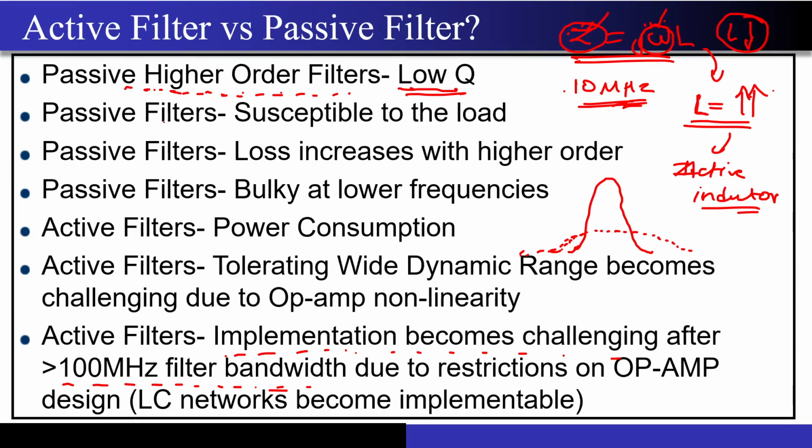Now, as we have seen, for passive filters the cutoff frequency is highly susceptible to the load capacitance that they present. But for the active filter, that was not the case, right? Now, for the passive filters, the loss actually increases, right?